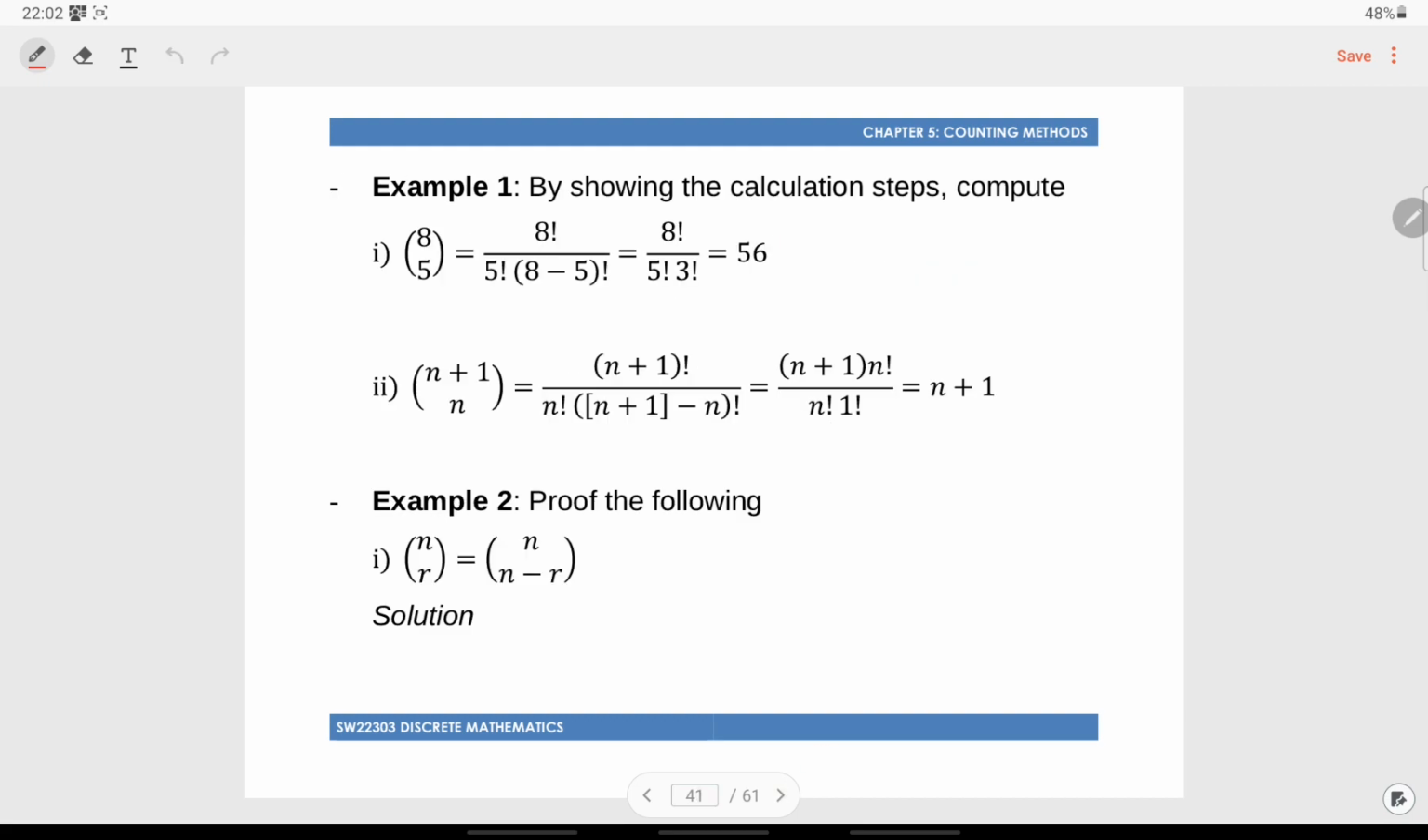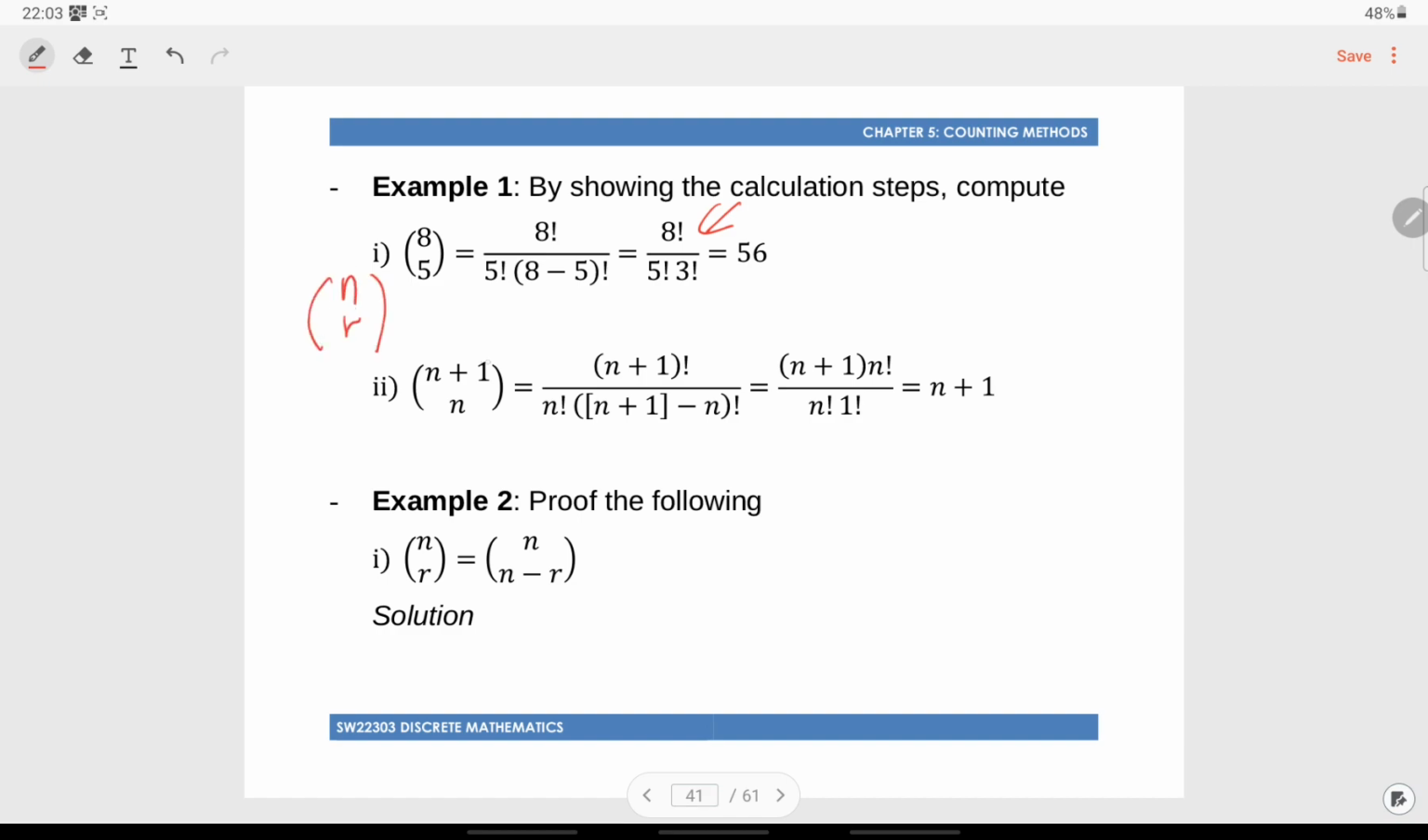Okay, we consider the following example. By showing the calculation steps, compute the following. We have 8C5. 8C5 is equal to 8 factorial over 5 factorial times (8 minus 5) factorial. It can be simplified to become this fraction, and this fraction can be computed as 56. And then for the n plus 1, remember in our formula we have nCr.